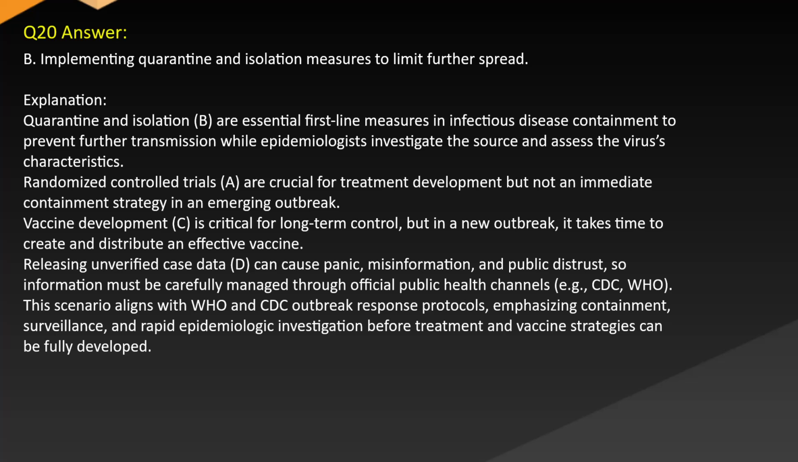Randomized controlled trials, A, are crucial for treatment development but not an immediate containment strategy in an emerging outbreak. Vaccine development, C, is critical for long-term control, but in a new outbreak it takes time to create and distribute an effective vaccine. Releasing unverified case data, D, can cause panic, misinformation, and public distrust, so information must be carefully managed through official public health channels. This scenario aligns with WHO and CDC outbreak response protocols emphasizing containment, surveillance, and epidemiologic investigation before treatment and vaccine strategies can be fully developed.